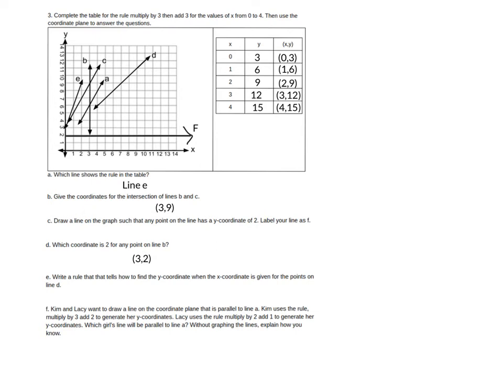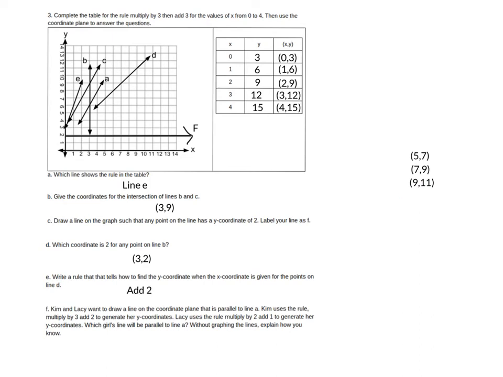Write a rule that tells how to find the y-coordinate when the x-coordinate is given for the points on line D. Let's write down some coordinates for line D. We can see that line D is right here, so we're going to write down some coordinates such as (5, 7), (7, 9), (9, 11). So now let's look at this. We have 5 to 7, that's add 2. 7 plus 2 is 9, 9 plus 2 is 11. So the rule is add 2.